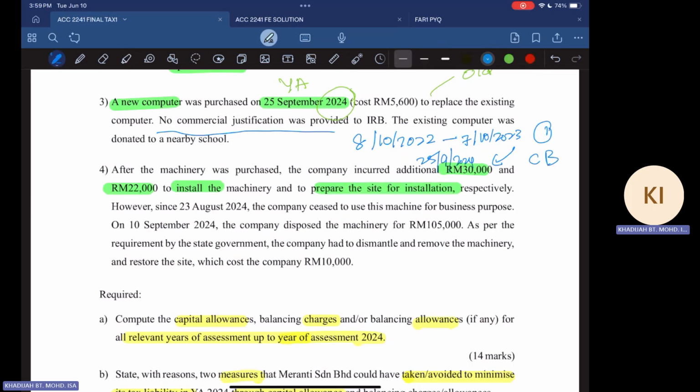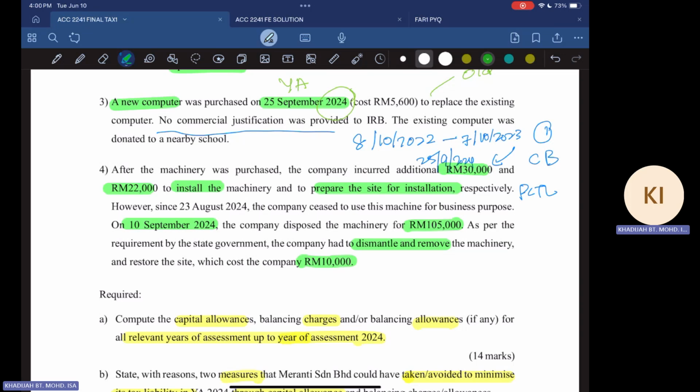So we have two kinds of costs here. We have the installation, and this one is what we call PCTL: preparing, cutting, tunneling, and leveling of land to prepare for the installation of the machine. And then the company ceased to use the machine, and it was disposed for 105,000 on 10 September 2024, which is YA 2024, disposal for 105,000. And then you also have to incur additional cost of 10,000 ringgit to dismantle and remove the machine.